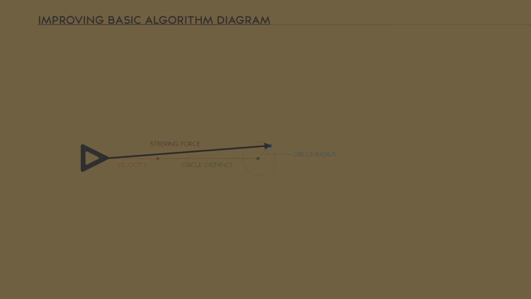So that's step one. We're going to improve on the base algorithm by doing that concept. So we're going to extend an imaginary circle, but that's controlled by both a circle distance and a circle radius. And then we're going to choose a random angle between 0 and 2 pi to get to a point on that circle. And that's what we'll use for the steering force. We want to force our object to steer towards that point on the circle.